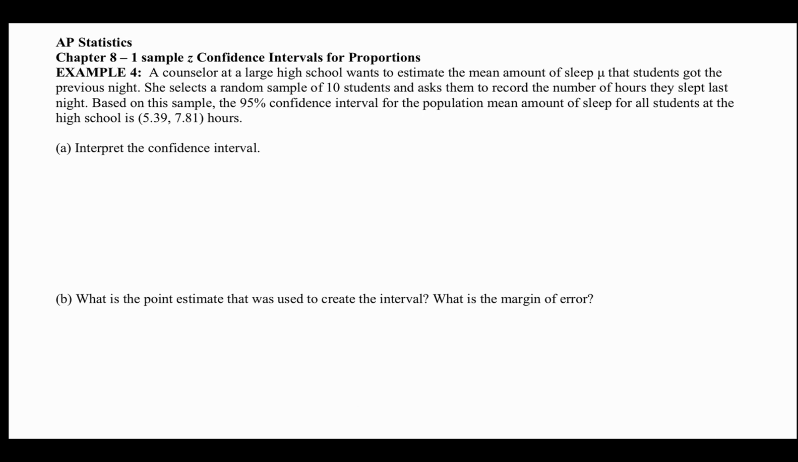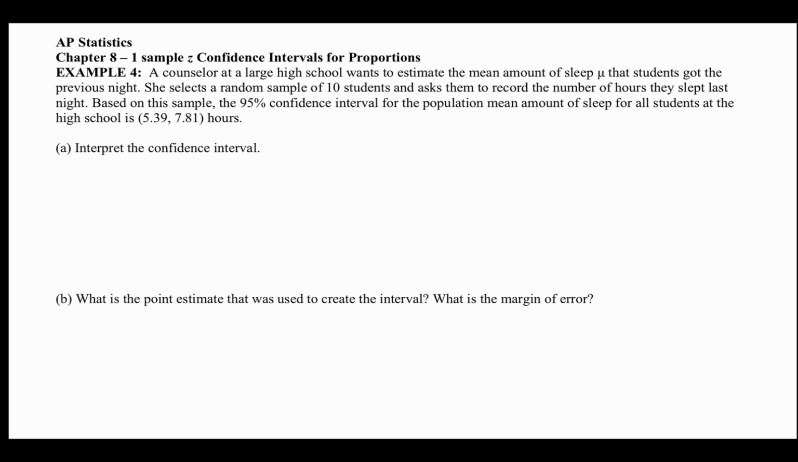So a counselor at a large high school wants to estimate the mean amount of sleep that students got the previous night. She selects a random sample of 10 students and asks them to record the number of hours they slept last night. Based on this sample, the 95% confidence interval for the population mean of sleep for all students at the high school is 5.39 to 7.81. So that means she's 95% confident that the true average hours of sleep is somewhere between 5.39 and 7.81.